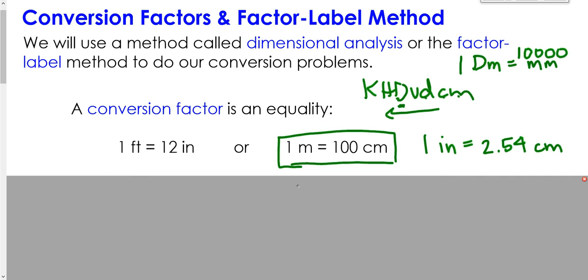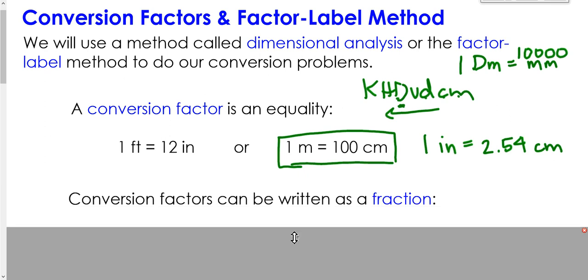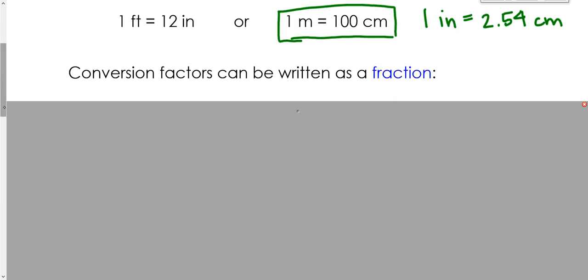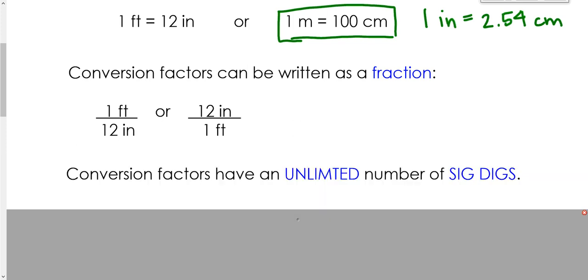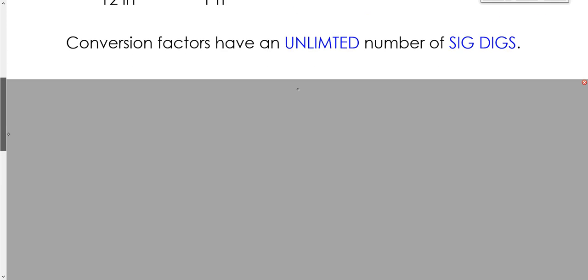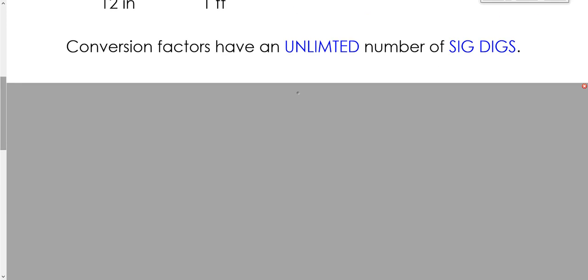So now what you can do with these conversion factors is write them as a fraction, and they can be written either way, with either part in the numerator or the denominator, because they are equalities, meaning the top is equal to the bottom. So you can manipulate this to change one unit to the other. You can go either way. These conversion factors have unlimited sig digs. If you haven't learned about sig digs yet, you will.